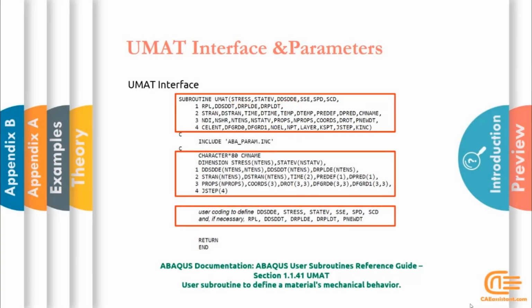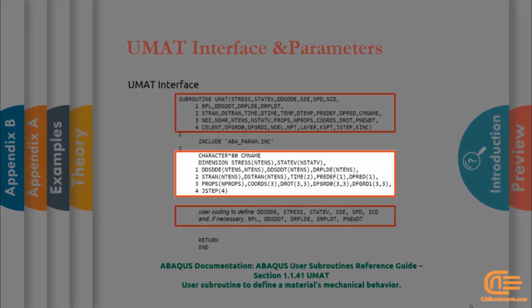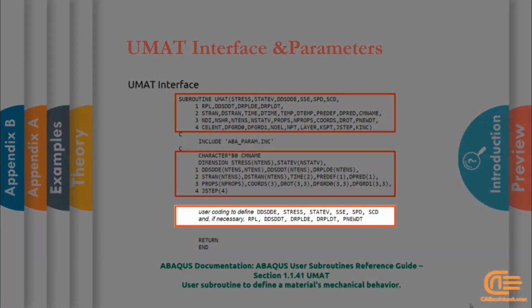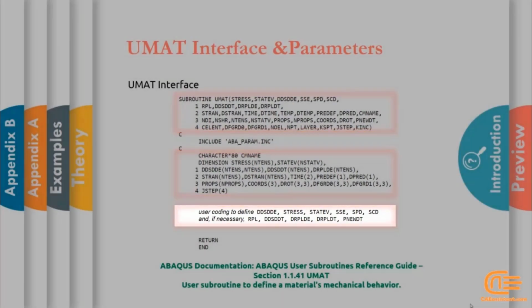In the second part, the matrix dimensions of each of these variables are determined. This part, which is written in italic, is the part where we have to delete and write our code instead.